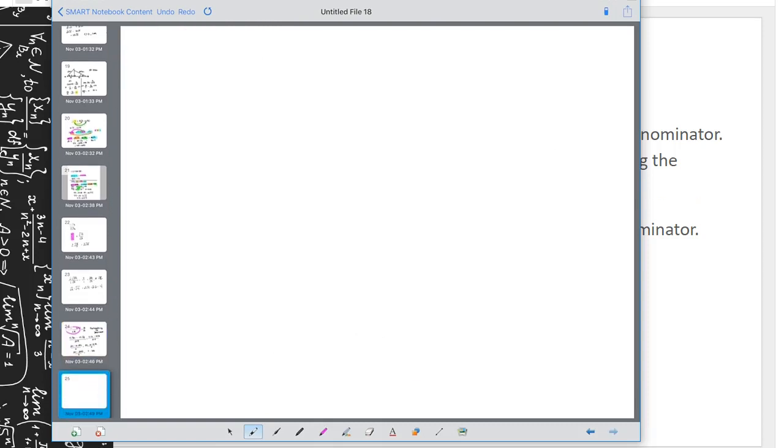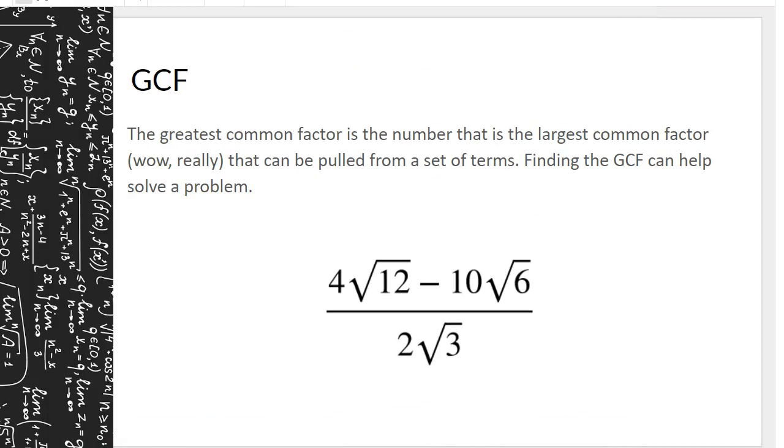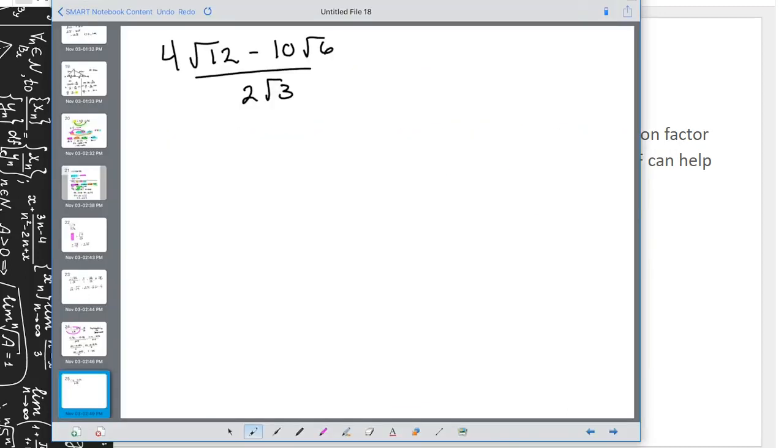The second way is by finding those greatest common factors. So we're going to do the exact same question, but this time I'm going to take out my greatest common factors. Alright, so what are my greatest common factors? Well, we can take out a 2 from each of these. So let's divide everything by 2. So we'll be left with 2 root 12 minus 5 root 6 over root 3.